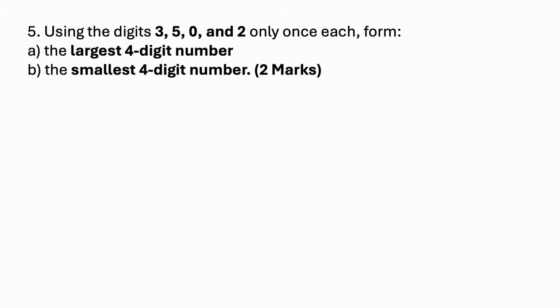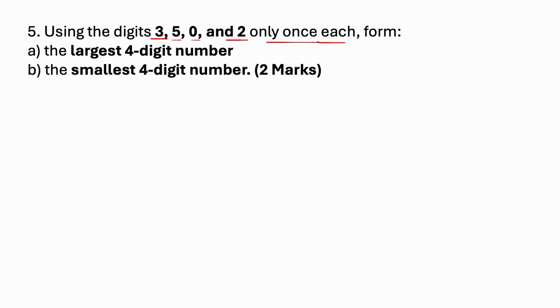Next one, using the digits 3, 5, 0 and 2 only once each form the largest 4-digit number, the smallest 4-digit number. This is a 2-mark question. Here the digits given are 3, 5, 0, 2. Here repetition is not allowed.